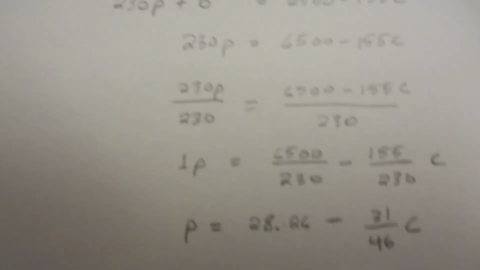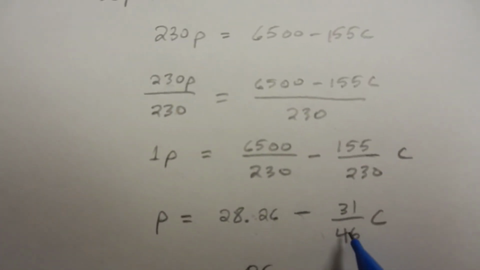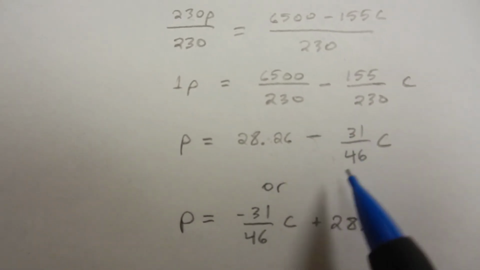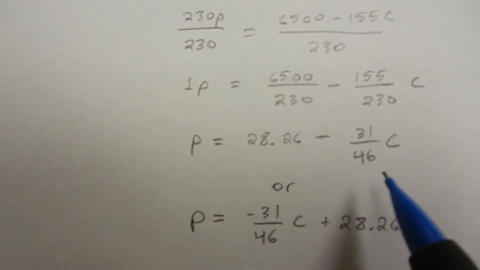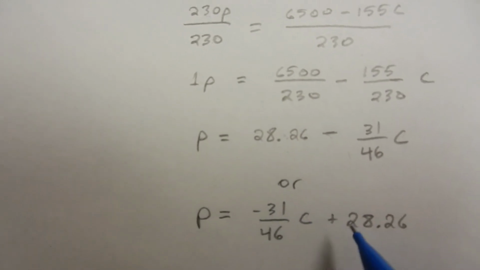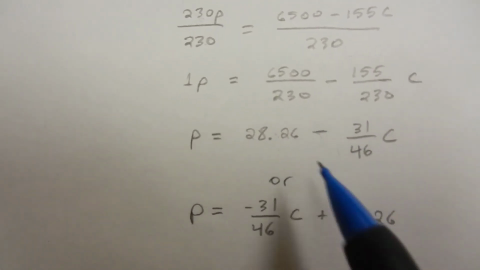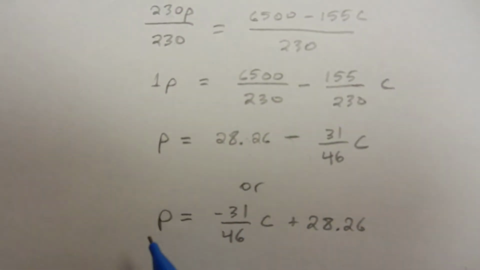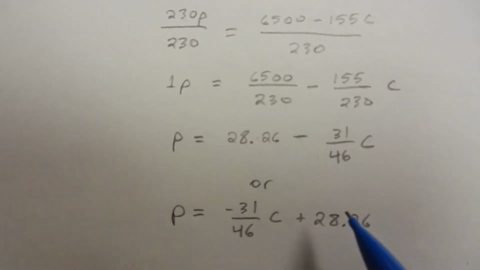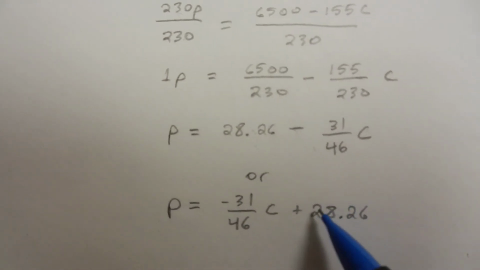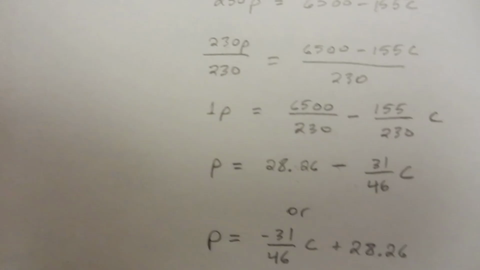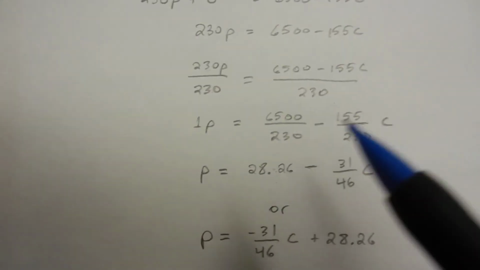So what we have here is this guy, and I could write it this way too, with that subtract 31/46 over C. I can write that as a negative C, just switching these two. Either one is fine, but recognize that both of these are in slope-intercept form. So P is a function of C. There's my slope. There's my vertical intercept. There's my slope, negative 31/46. There's my vertical intercept.